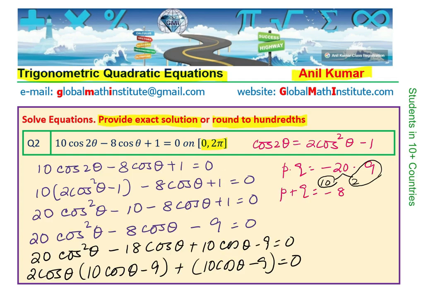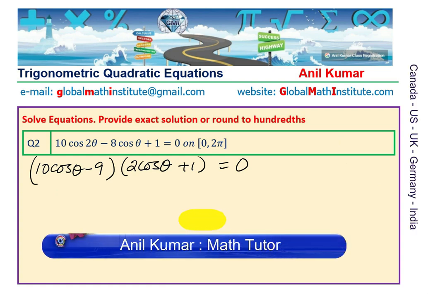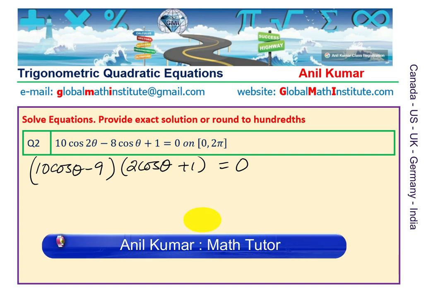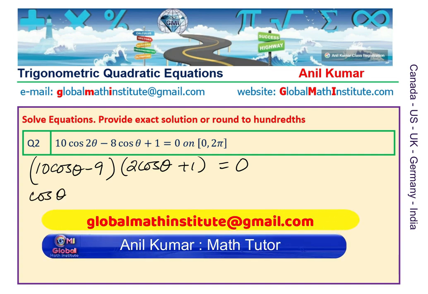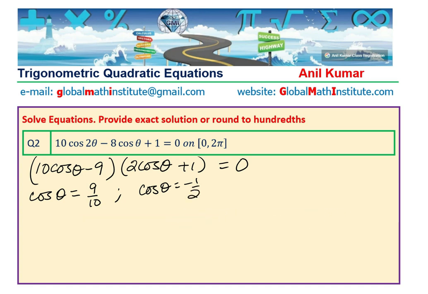So let's check. Here you can see that the coefficient is 1, and 10 cos theta minus 9 is common. So we get 2 cos theta plus 1 as the other factor, and 10 cos theta minus 9 as one of the factors. Now, clearly, using the zero product principle, we can equate each factor to 0. And so we get cos theta equals 9 over 10, or cos theta equals minus half. So that will give us a couple of solutions, as you can see from here.